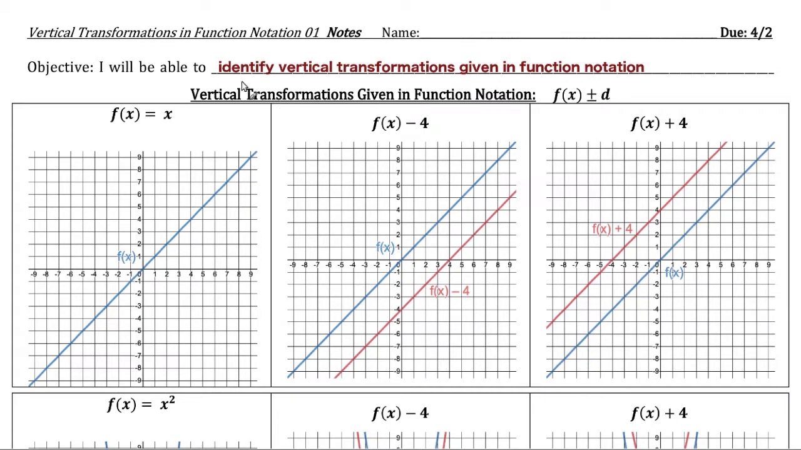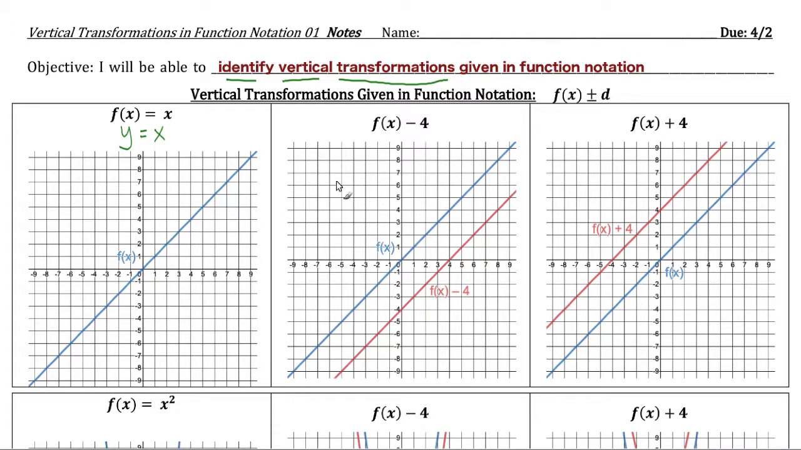Alright, in this lesson we are going to identify vertical transformations, also known as changes, given in function notation. So basically we're going to take some functions and we're going to change them. Now, if we look at this first one, we have f of x equals x. Remember, this is the parent linear function, so this is the most basic line, so to speak. So if x is 0, y is 0, x is 2, y is 2, x is 5, y is 5.